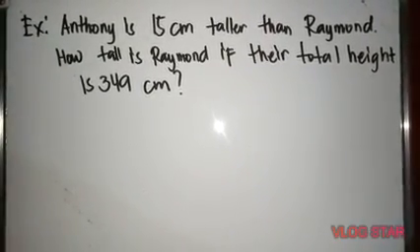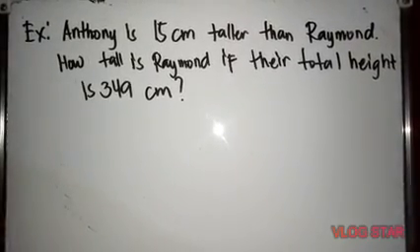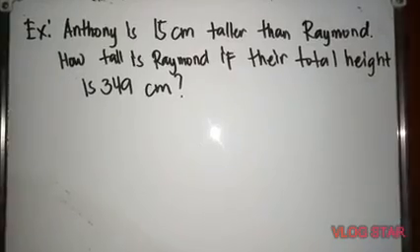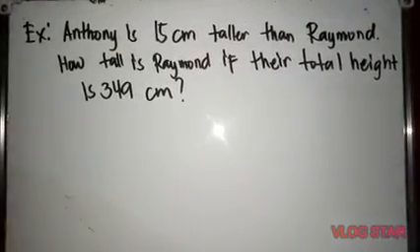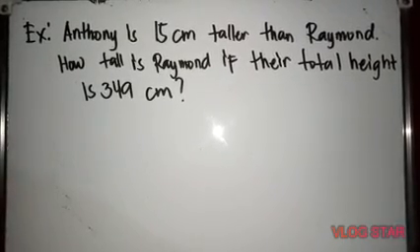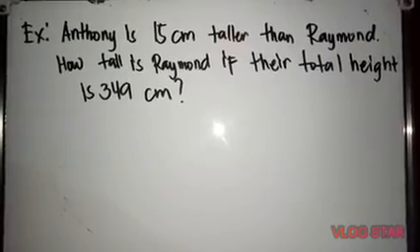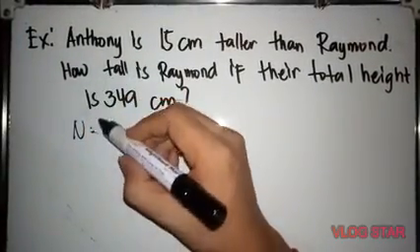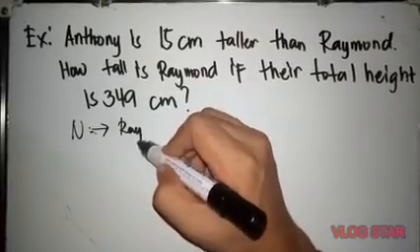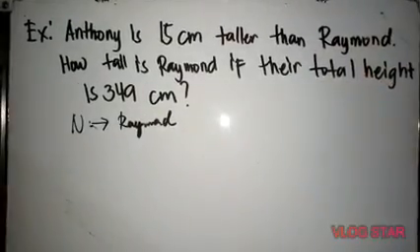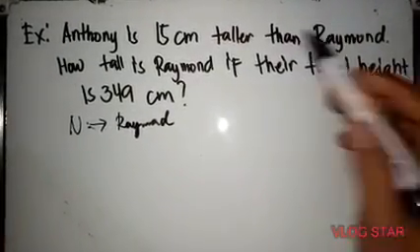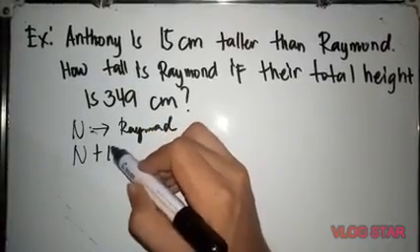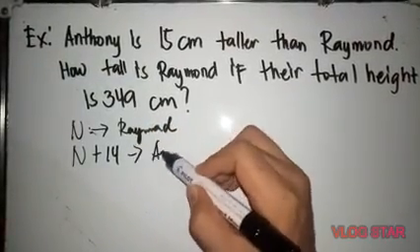Anthony is 15 centimeters taller than Raymond. How tall is Raymond if their total height is 349 centimeters? So first, let's represent the height of Raymond in a variable. Let's say that the height of Raymond is n. And for Anthony, since he is 15 taller than Raymond, then n plus 15 for Anthony.